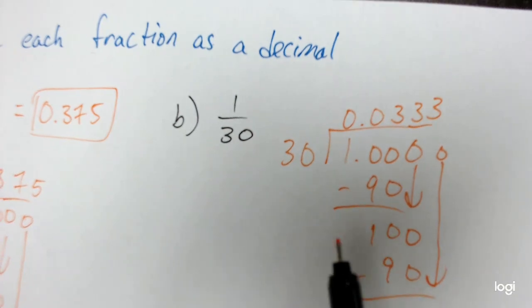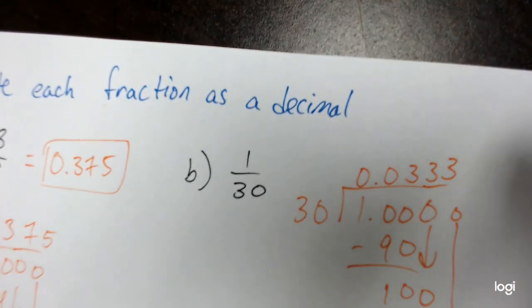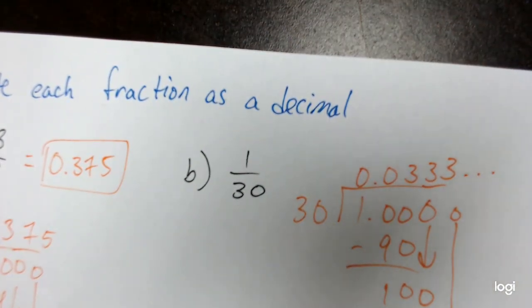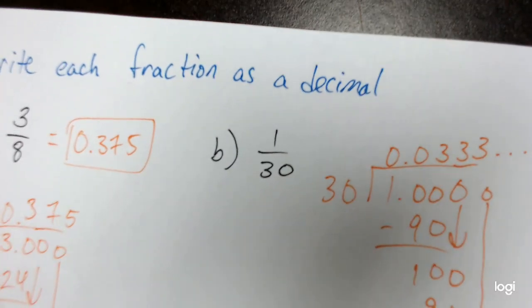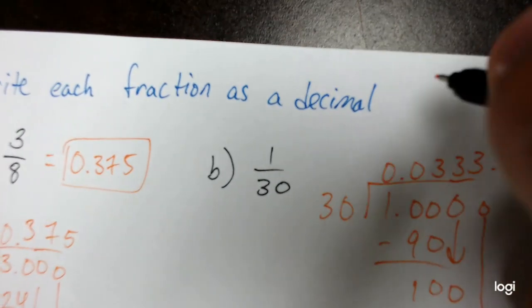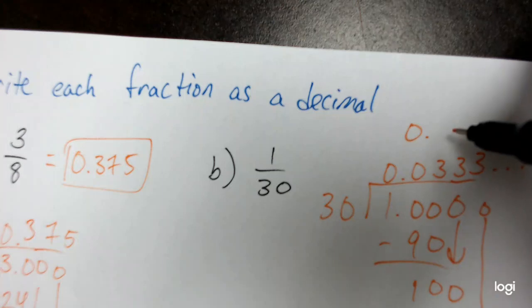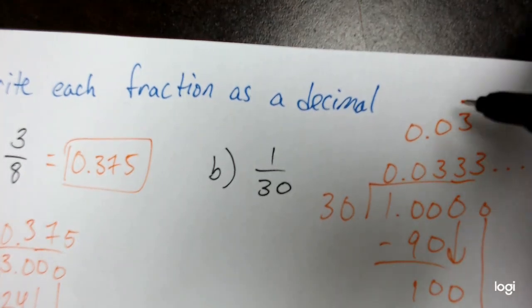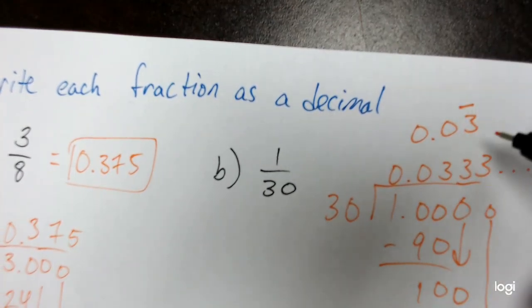So I can write it one of 2 ways. I can either write 0.0333 and then put dots showing that the numbers repeat, or my preferred method is I can just write 0.03 and then put a line over the number or numbers that repeat. So since 3 is the only number that repeats, that's the only number I put the line over.